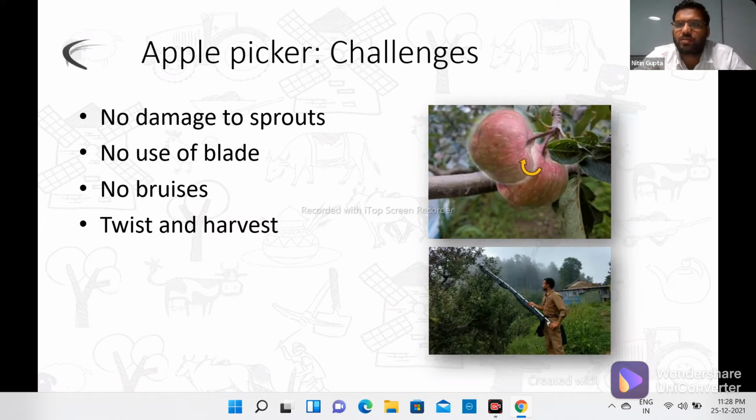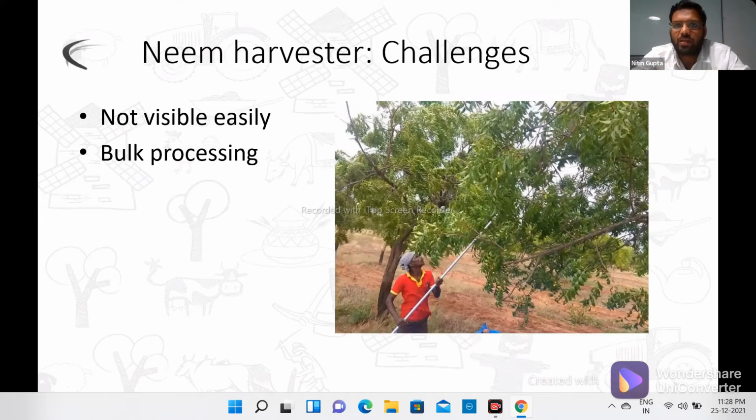So you see, this is something which never existed, and we solved it. Here again, first we found out what the problem is and we solved it. Neem harvesting. This was something we did for one of our corporate clients.